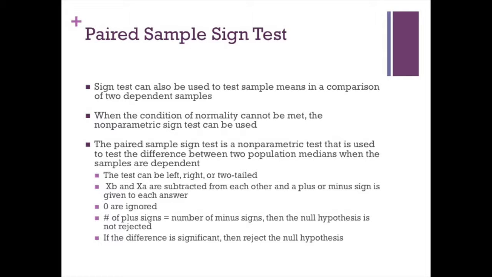The paired sample sign test is a non-parametric test that is used to test the difference between two population medians when the samples are dependent. There are two assumptions for the paired sign test. The first one is the samples are random. The second one is the variables are dependent or paired.